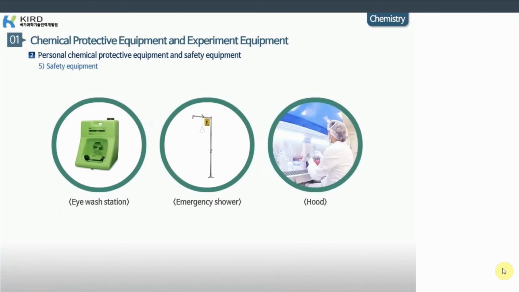We have learned about a variety of personal chemical protective equipment. Because you cannot be fully protected from harmful substances with only personal chemical protective equipment, recognition is essential to be equipped with safety equipment for protection against accidents.